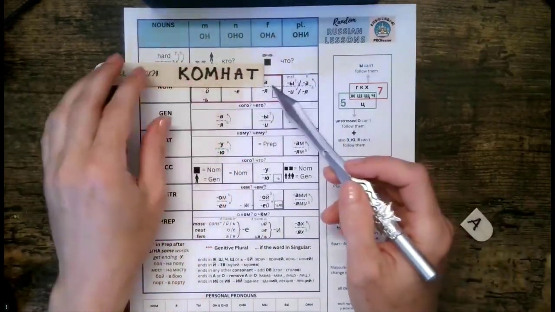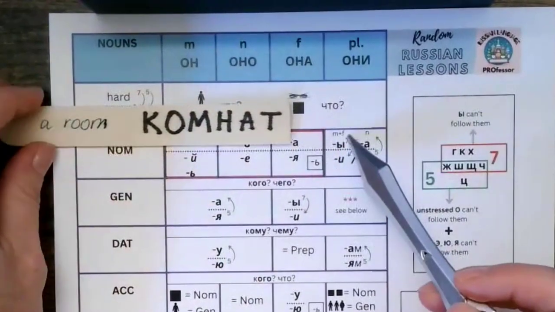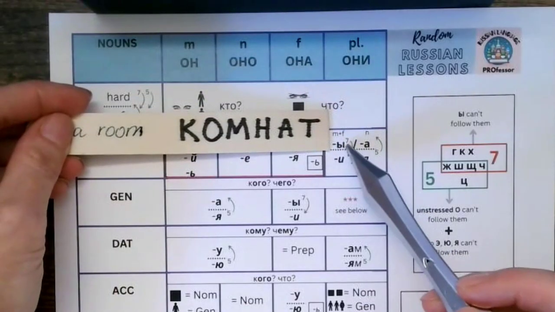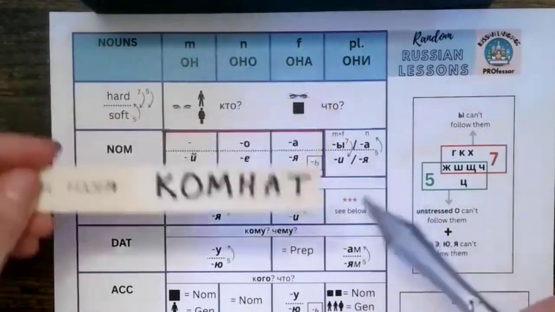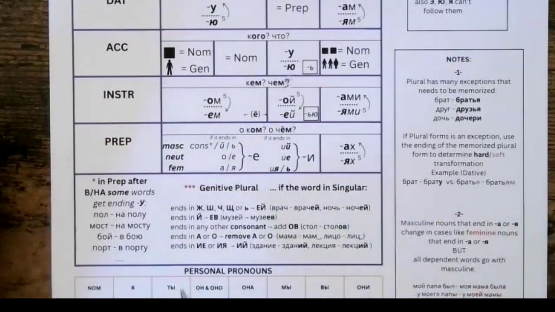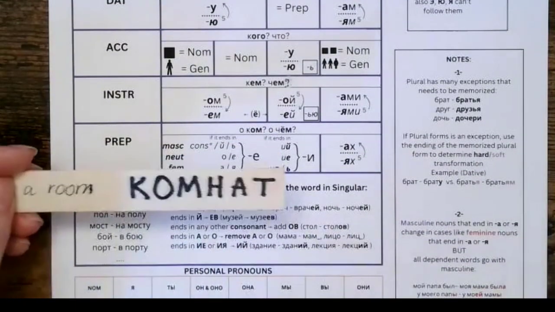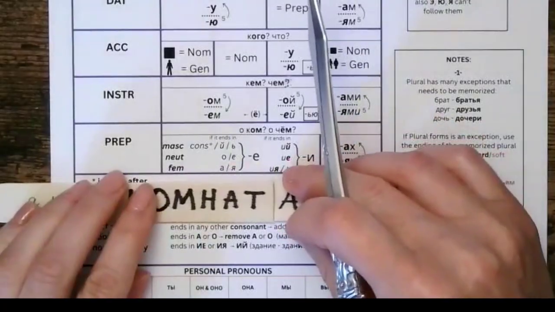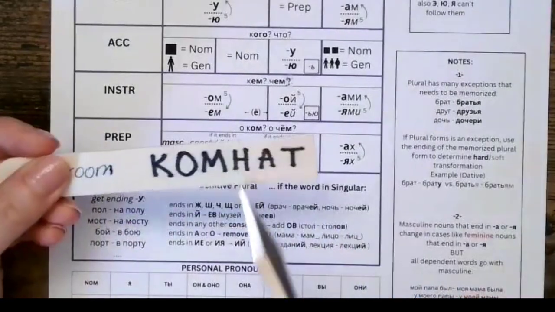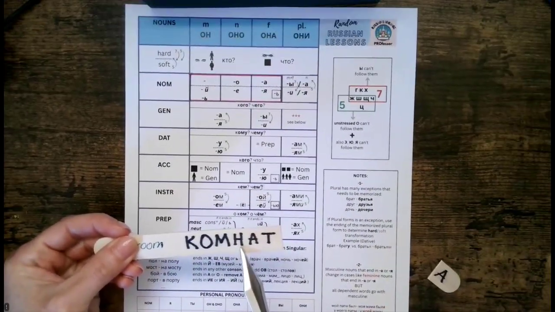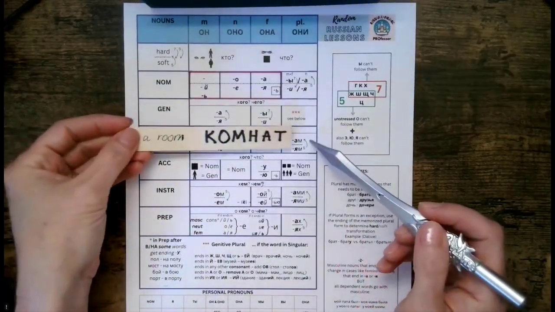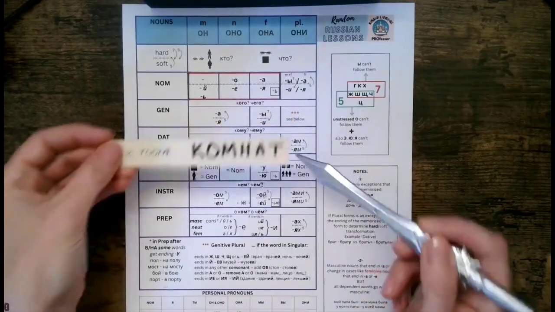So for plural, комната, hard stays hard. So here's our masculine plus feminine. So we go right here. Комнаты. The 7-letter rule does not affect it, so it stays hard. For genitive, we see below. If the word in singular ends in a, and that's what we had, remove a. That's it. This is our genitive plural form. So we just remove the a. Then we go back to dative, hard stays hard, комнатам.